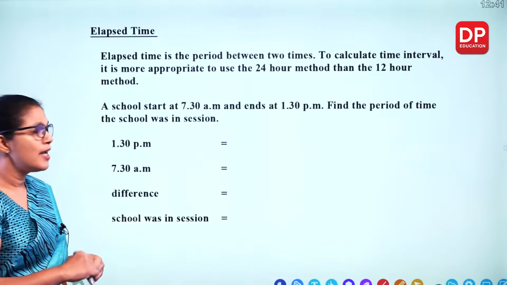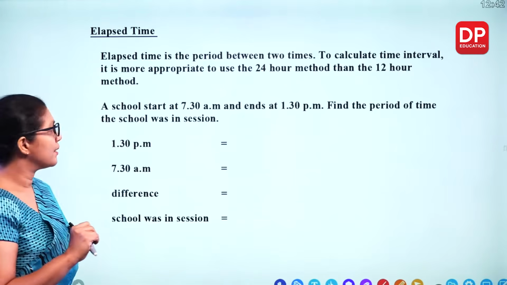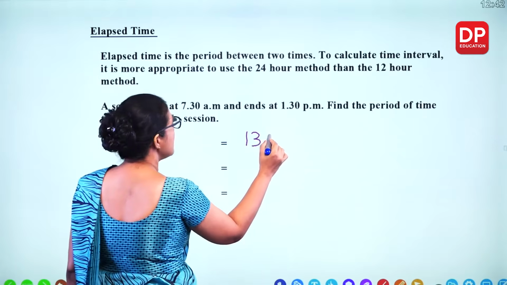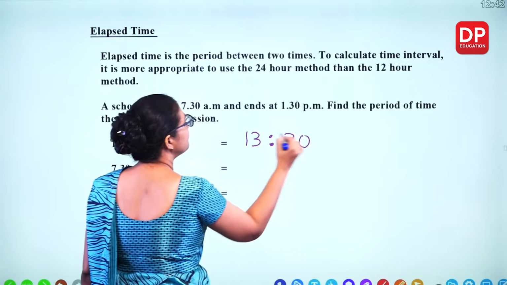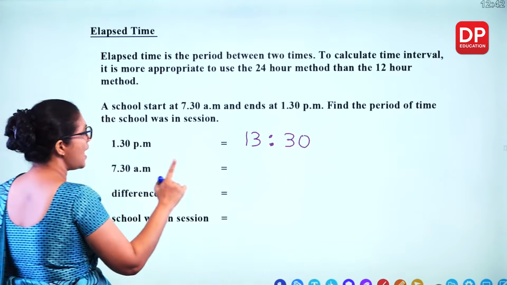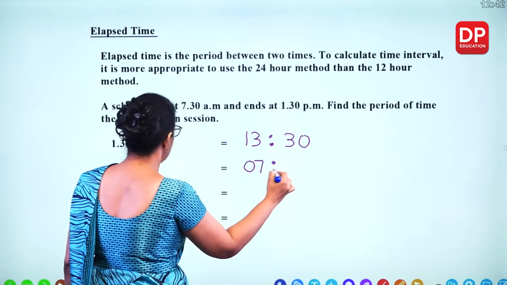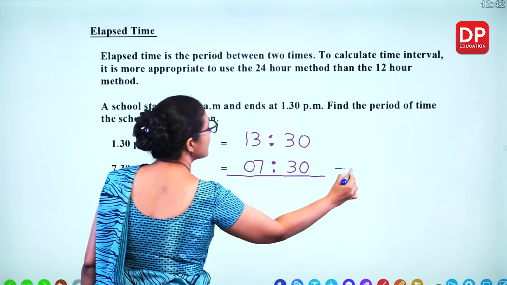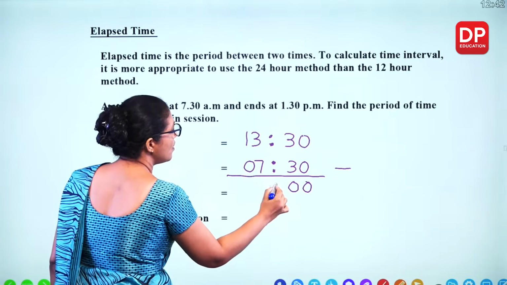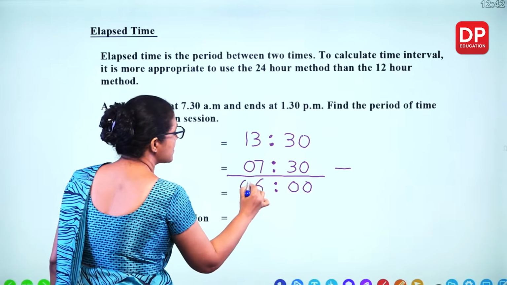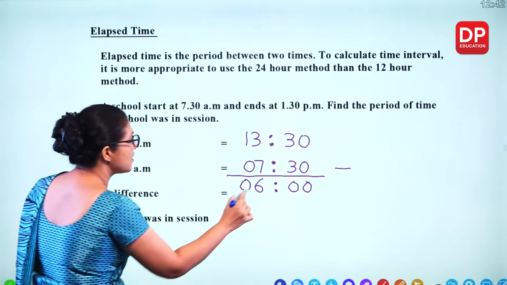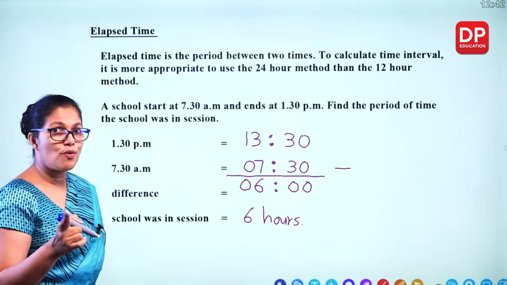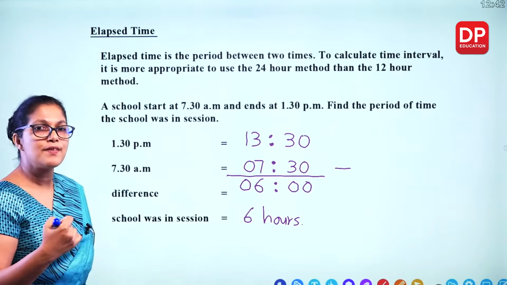So, what's the easiest way? You convert to 24-hour clock. 1:30 p.m. means add 12 to that, 13:30. 13 hours, 30 minutes. 7:30 a.m. means you can write 7:30. And the difference, you can subtract. 30 here, 0. 13 minus 7, 6. So, school was in session for 6 hours. So, when you convert to 24-hour clock, it's easy to calculate the difference.